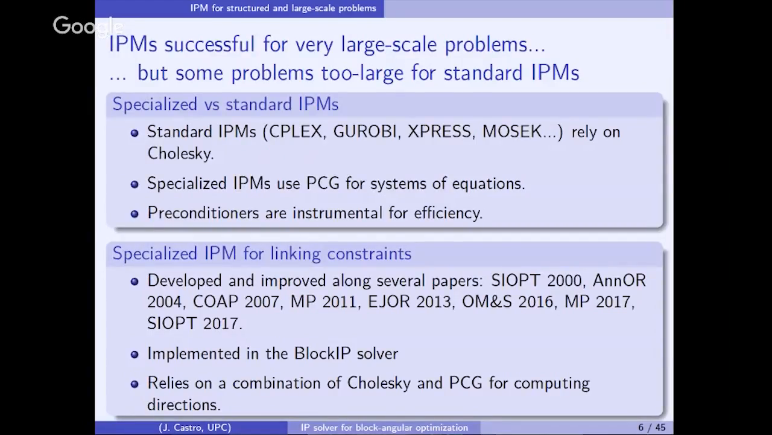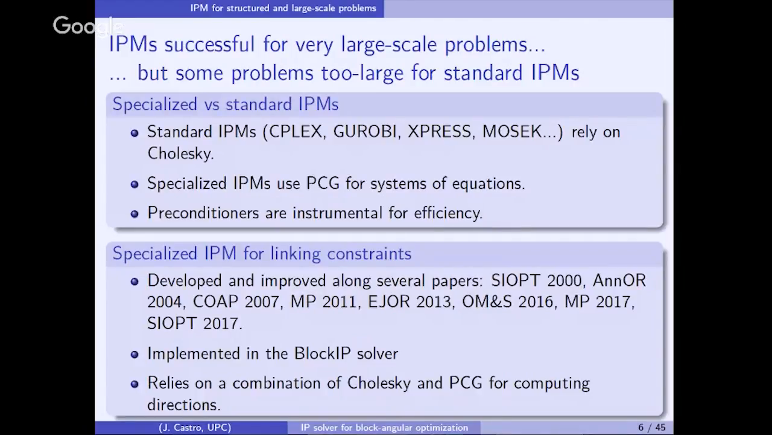Well, the standard interior point methods, for instance in CPLEX, the barrier method, are already a good tool for this kind of problem. So then the question is, if IPMs, interior point methods, are so good for these large problems, why do we need to look for specialized interior point methods? The question is that all these commercial solvers like CPLEX, Gurobi, Xpress, Mosek, not Gurobi yet, Gurobi has no interior point method, okay? They rely on Cholesky factorization.